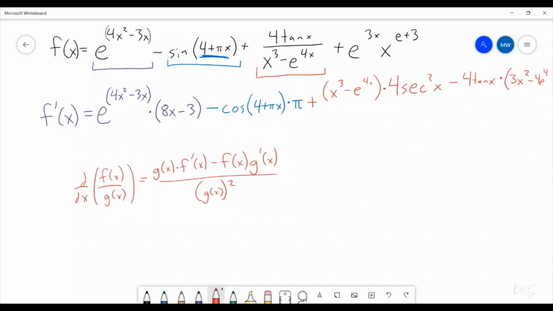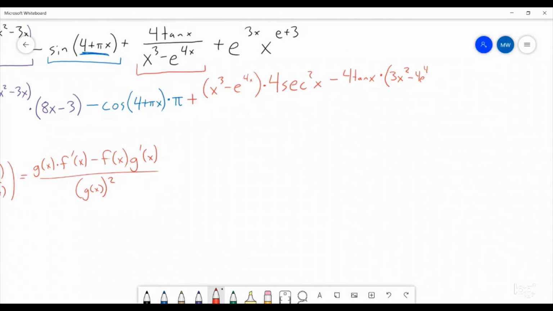Here, let's just slide this over. Let's make sure I don't try and cram things too small to be able to read. So that's a 4 e to the 4x. So that's low d high minus high d low all over the bottom squared. Okay, so that's all of that piece.